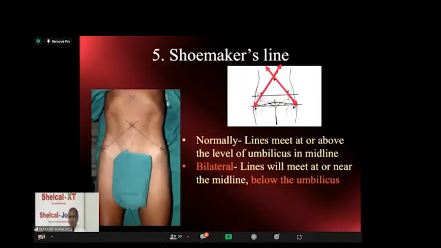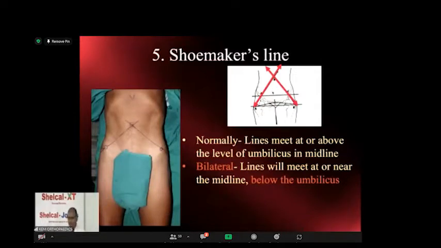Next becomes Shoemaker's line. Shoemaker's line is helpful when there are bilateral pathologies. In bilateral pathology, you draw Shoemaker's line and your Chiene's line, all those things. So Shoemaker's line, normally they meet: you join the greater trochanter and the anterosuperior spine and extend this line on both sides. Normally these lines meet at or above the level of the umbilicus.